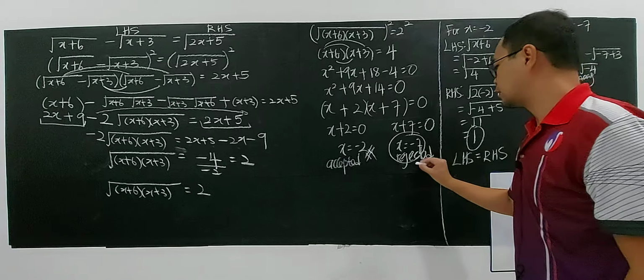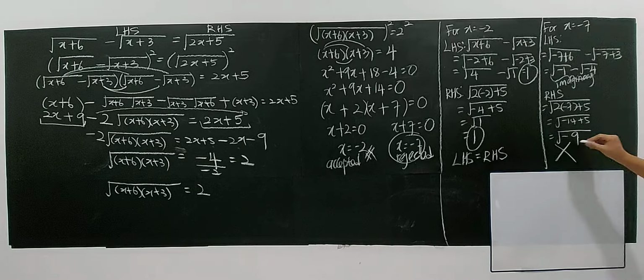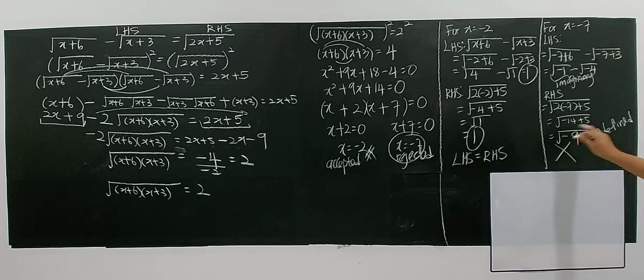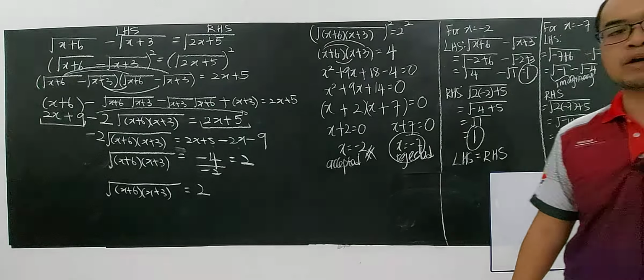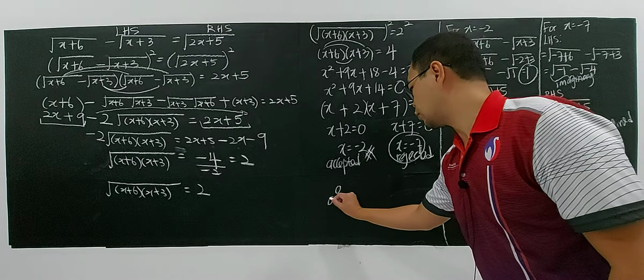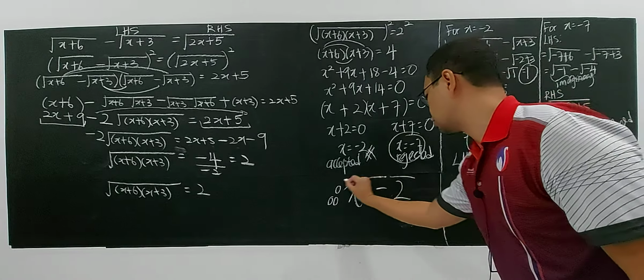Why rejected? You have already shown your working. Why is it rejected? Because this is undefined, right? Undefined. Tidak tertakrif. Kita tidak takrif untuk nombor yang ada square root, kecuali kita study complex number. So therefore, there is only one solution, which is x equals negative 2, right?